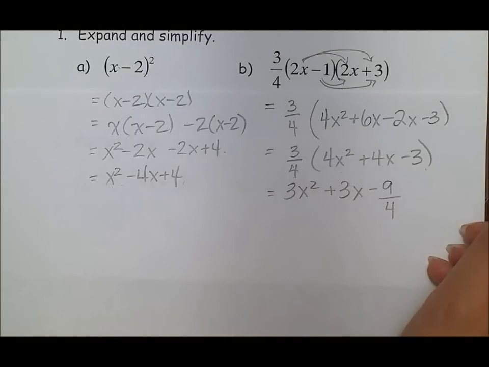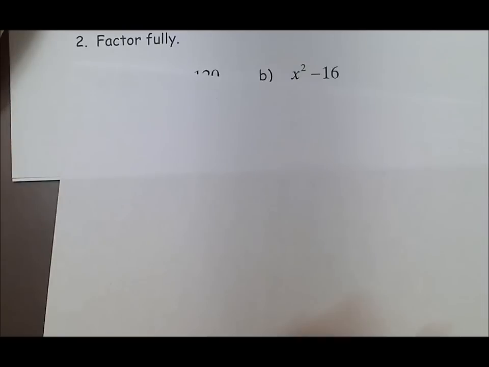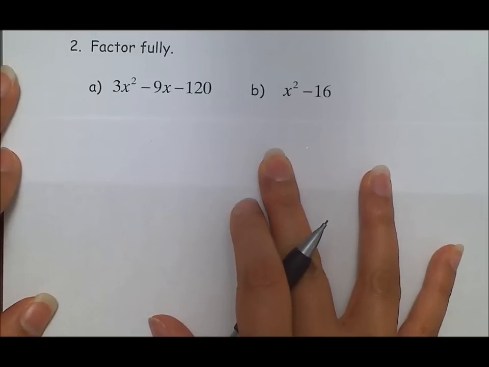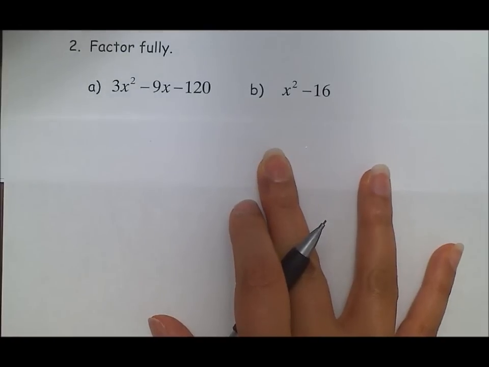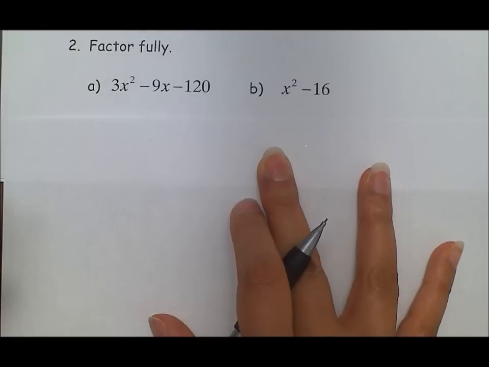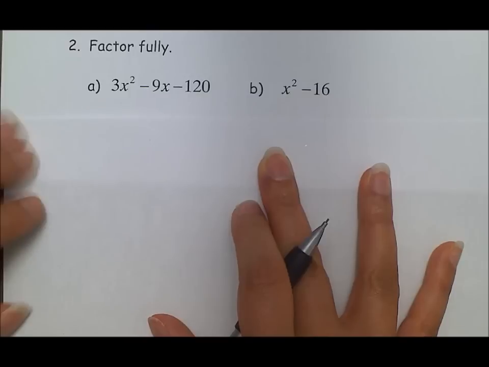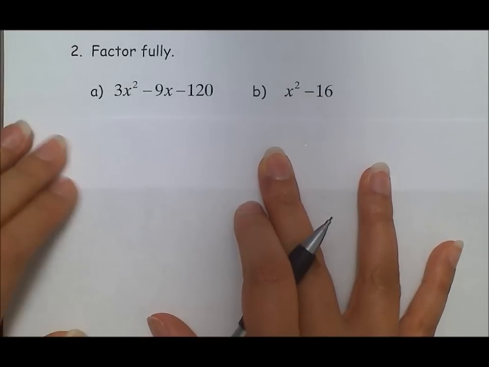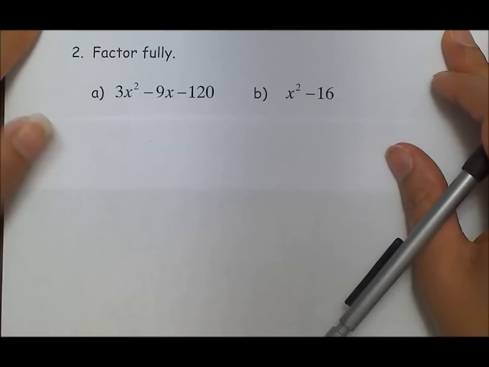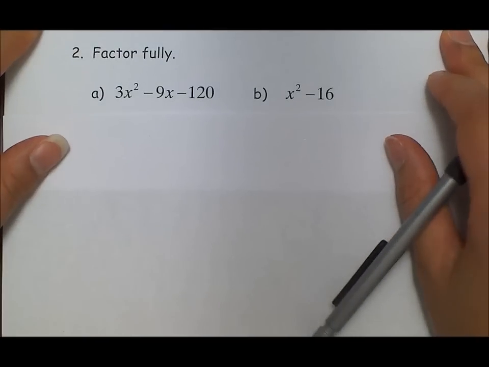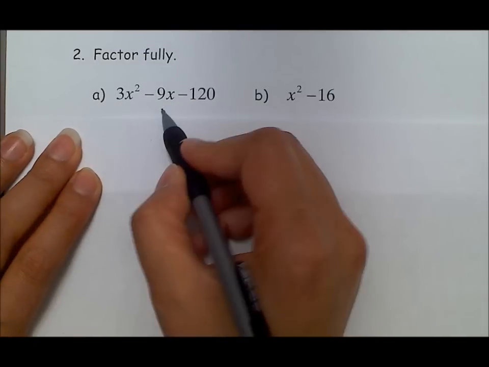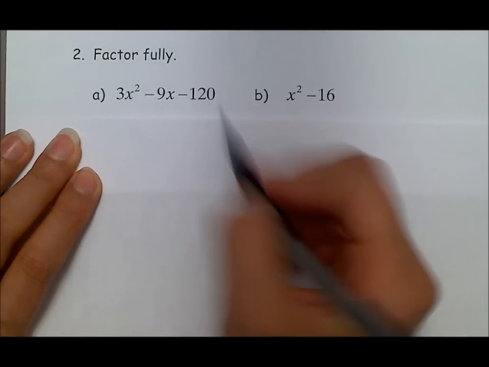Okay, then we have some factoring problems. And so remember that when you are factoring, the first thing you want to think about is what the common factor might be. If there is a common factor, you want to factor it out. If there is no common factor, then you have to think about what kind of problem you may have. So in the first question, we have 3x squared minus 9x minus 120. And I know that 3 is divisible by 3, 9 is divisible by 3, and 120 is also divisible by 3. So let's try to common factor out a 3.